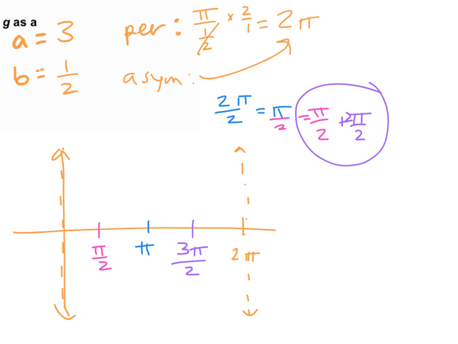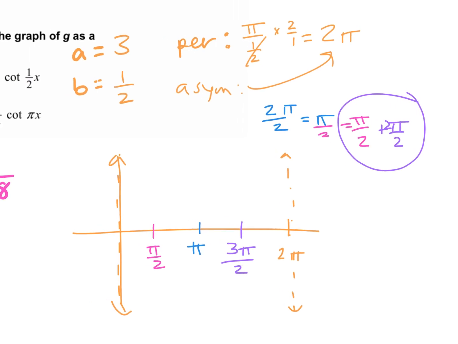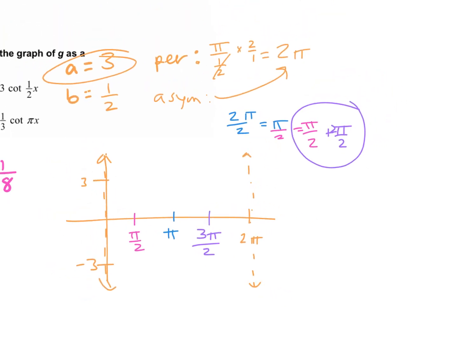And then what goes on our y-axis? How far up and how far down are we going? We go up to 3 and down to negative 3. That comes from our A. And now where do our key points go? Top left, middle, and bottom right. Perfect. Now we just draw our graph.